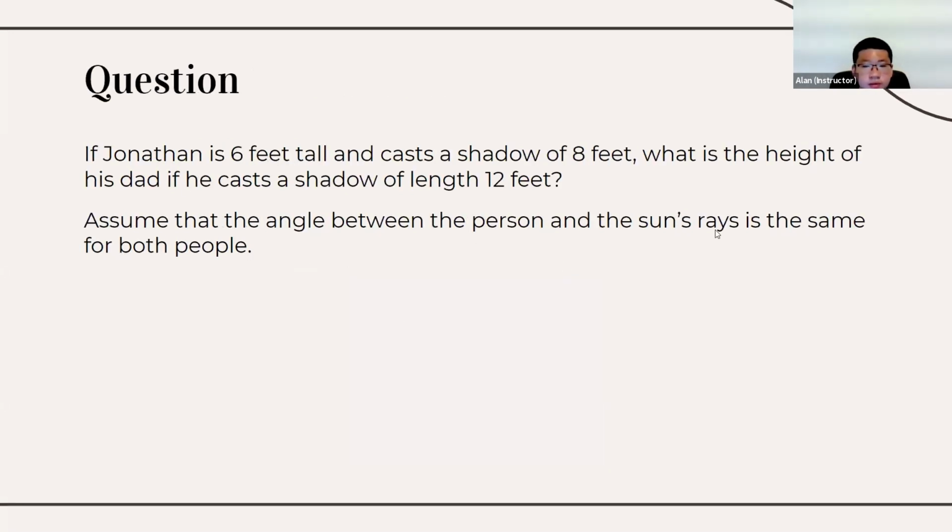And so here's a question. I'll give you guys 1 to 2 minutes to do it. So if Jonathan is 6 feet tall and he casts a shadow of 8 feet, what's the height of his dad, if his dad casts a shadow of length 12 feet? Assume that the angle between the person and the sun's rays is the same for both people.